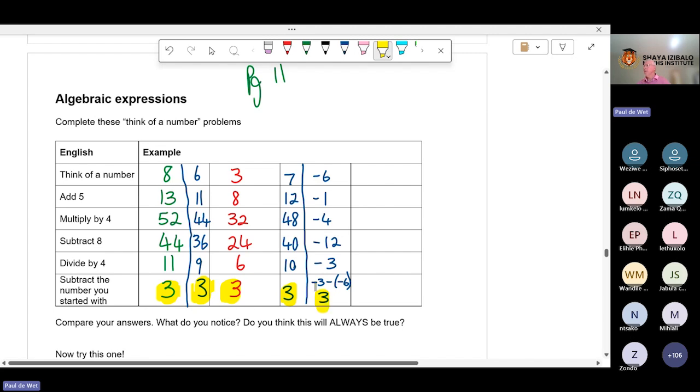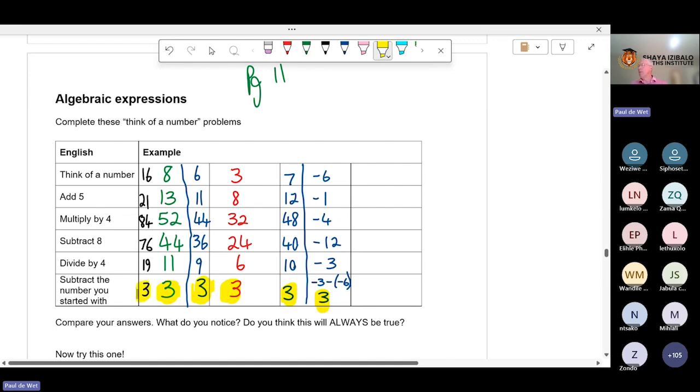People ask me to do 16. Guys, I'll do 16, but I'm not going to do every number because we can't do every number, we'll be here forever. 16, add 5, 21, 84, subtract 8, 76, divide by 4, 19, 19 minus 16, 3. We keep getting 3.